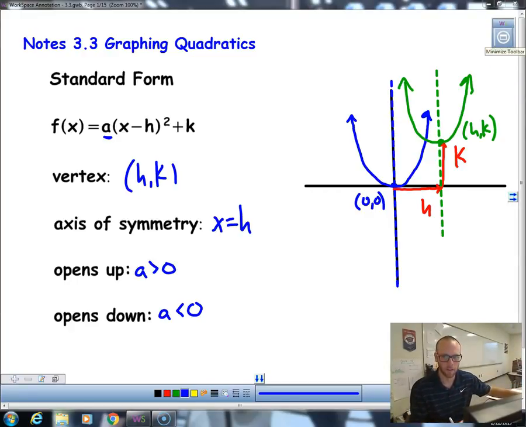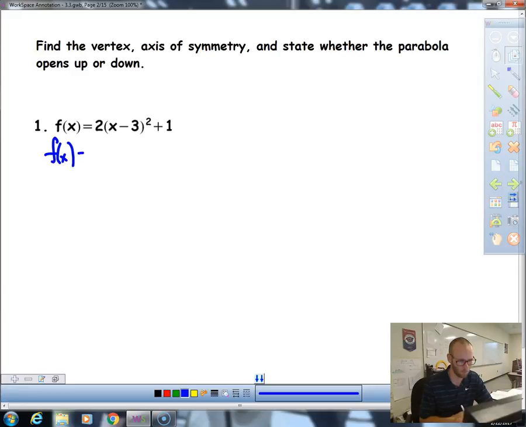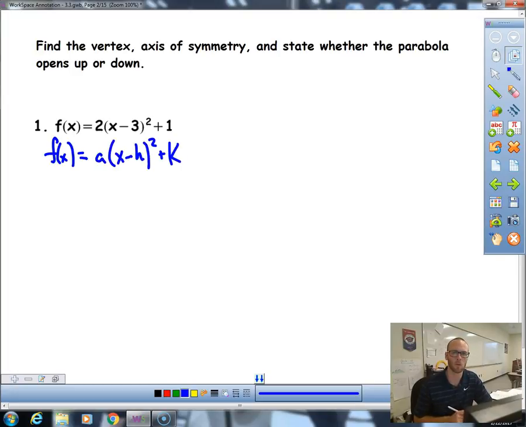All right, continue on. Let's look at one. Find the vertex, axis of symmetry, and state whether the parabola opens up or down. So take a look. F of x equals 2 times x minus 3 squared plus 1. If I think about my standard form, a times x minus h squared plus k. We should be able to identify the a, the h, and the k.